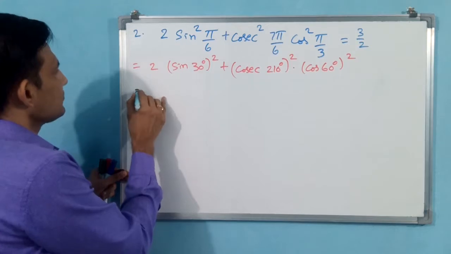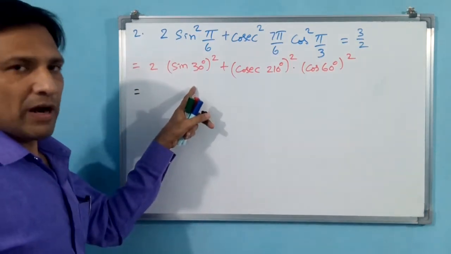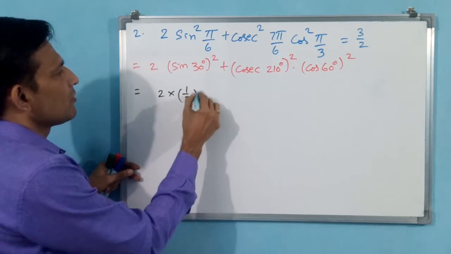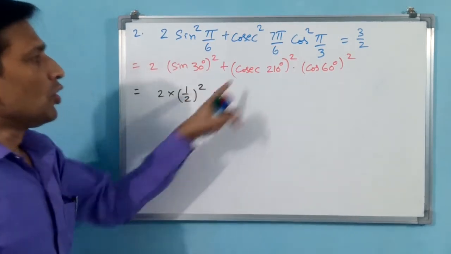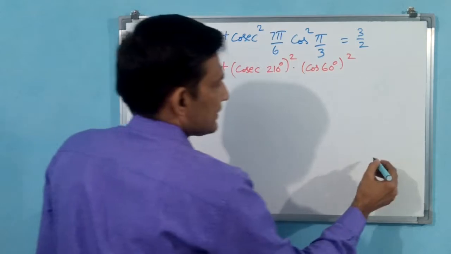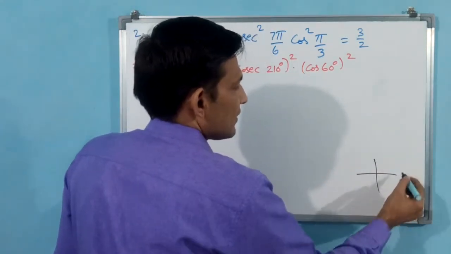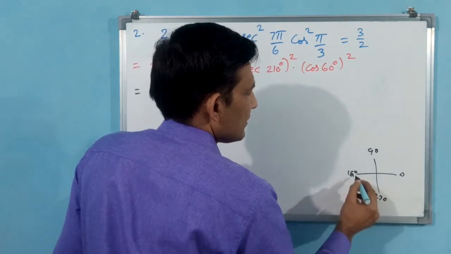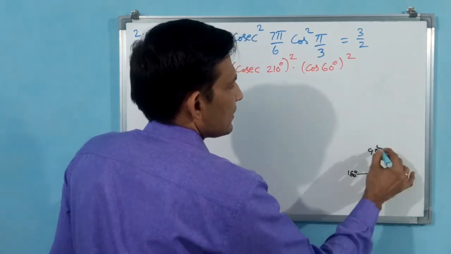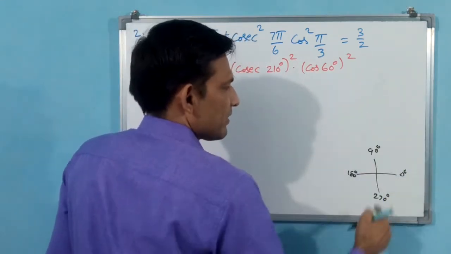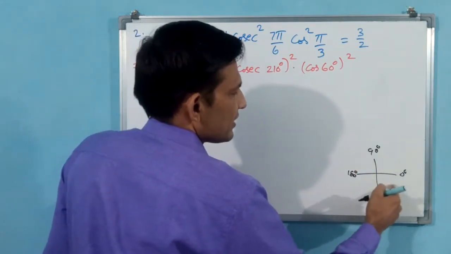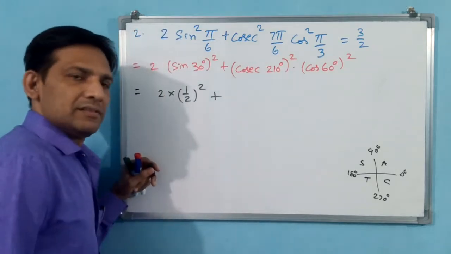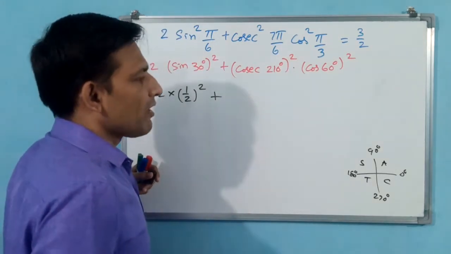Okay, now sin 30, you know, 1 by 2 whole square. 2 into 1 by 2 whole square plus cosecant 210. 0, 90, 180, 270. Okay, horizontal angle, vertical angle. All silver tea cups, all students take coffee. Okay, all silver tea cups, all sin tan cos.